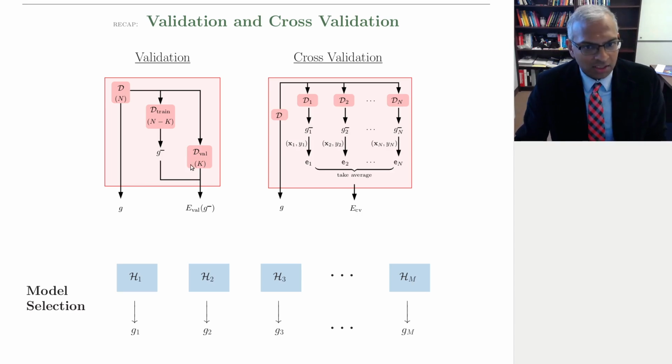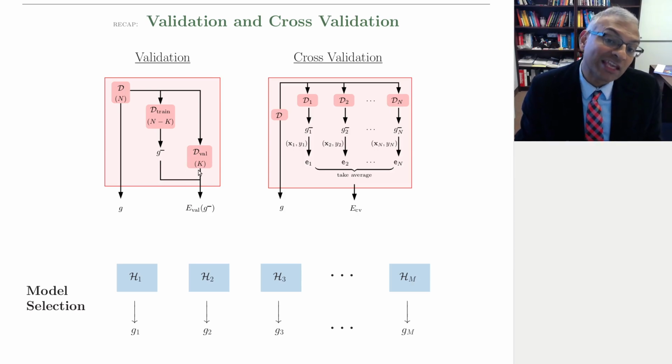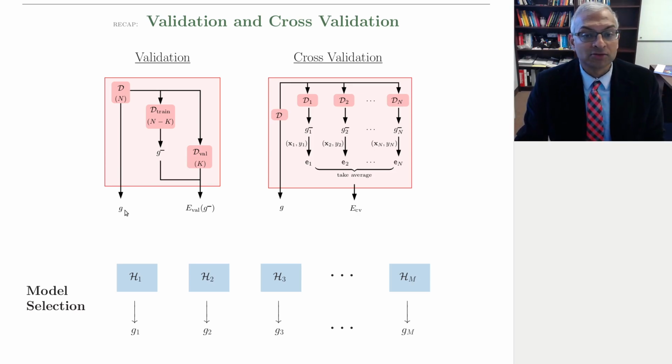Well, it depends. The validation error is actually an estimate of the out-of-sample error of g minus, so you'd like k to be large for that estimate to be accurate. But if k is large, there's a big deficiency between g minus and g. So how do we get over this?